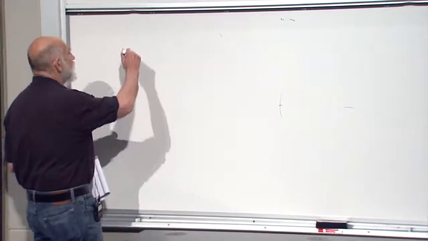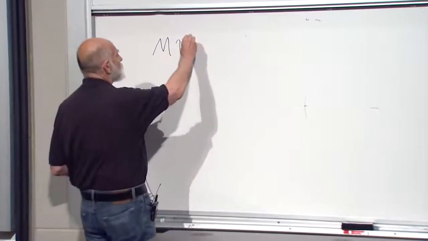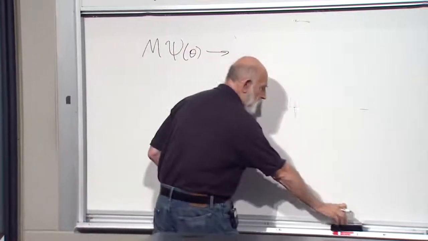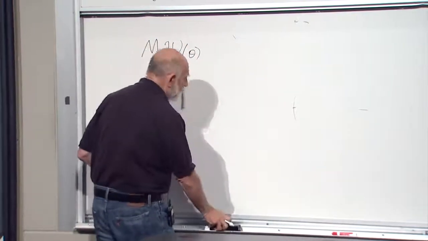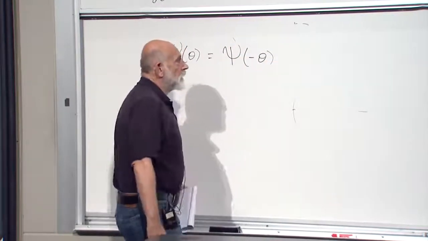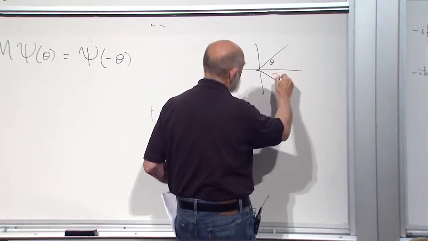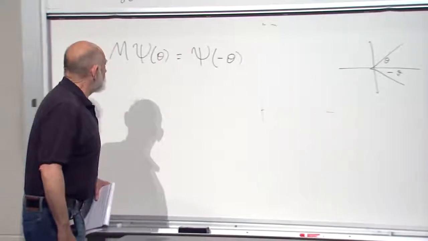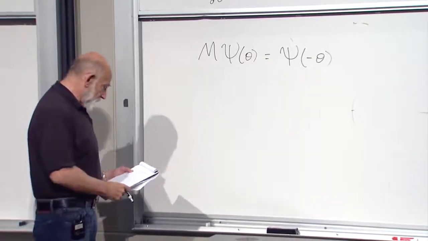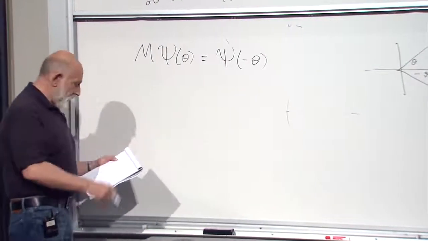Okay. The reflection operator we'll call M for mirror. It takes any wave function and replaces it. I shouldn't write arrow, I should write equals. And replaces it by a wave function of minus theta. Reflection about the horizontal axis just takes theta to minus theta. So any wave function, when you reflect it, goes to psi of minus theta. Okay.